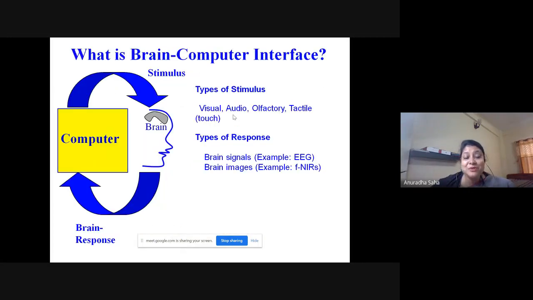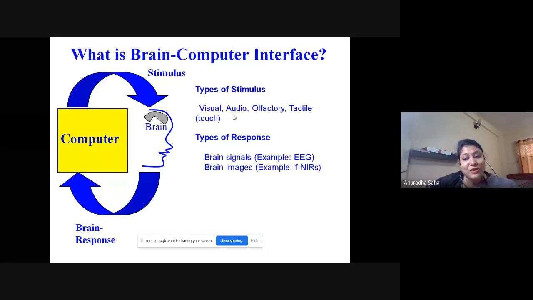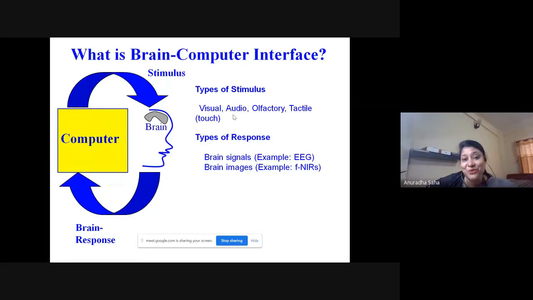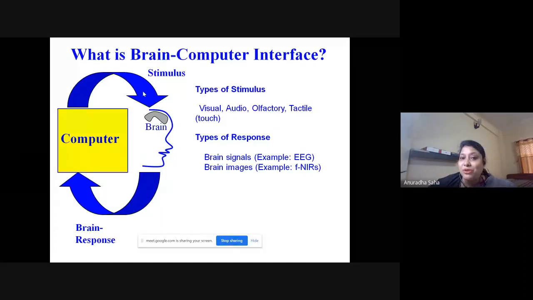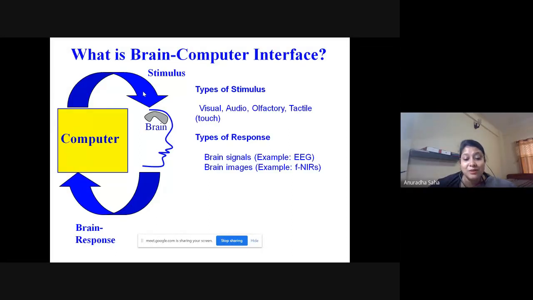So starting with my presentation, what is basically the brain-computer interface? That first I would like to address. As the name suggests, this is a connection or interface between brain and computer. If you see this figure, this is a human brain. If I receive any kind of stimulus, we generally call it a signal or input, like a visual stream, an audio signal, any smell or taste, that means the olfactory stimulus, or any touch perception, I mean tactile signals. So those signals we say are all stimulus.